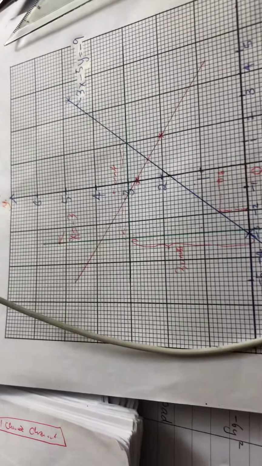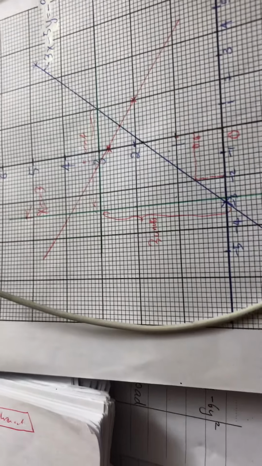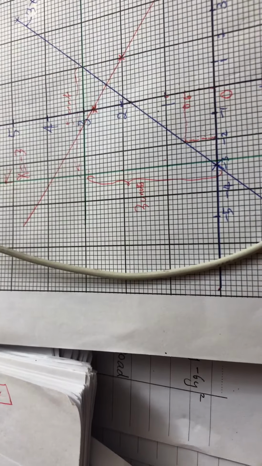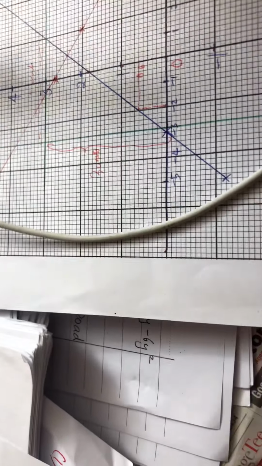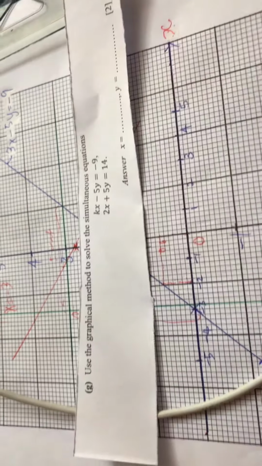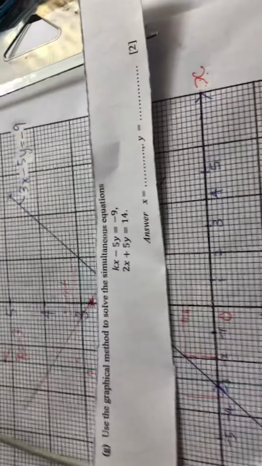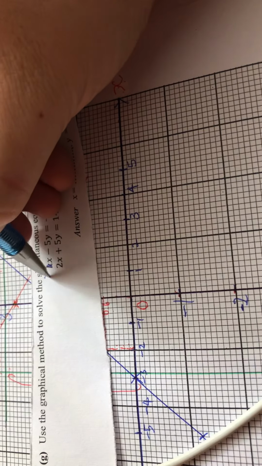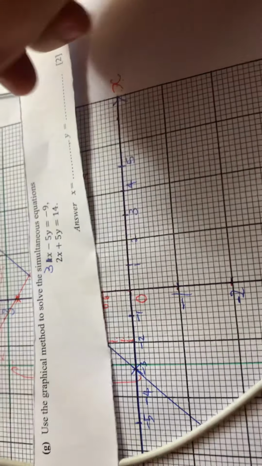Okay, well, this is a continuation from the previous video. We stopped at F and now we are going to G. G requires you to use the graphical method to solve the simultaneous equations. Again, a few things to note. You already know that the K is 3. You have found it to be 3, so it's no longer an unknown.